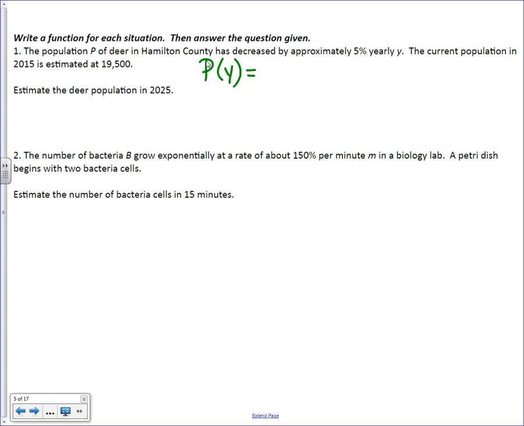Okay, P of Y. Now, I'm looking at this thing over here, aren't I? This is exponential. Do you see how it has a percentage in it? How it says 5%? So I know that I need to use this thing. Good. B is beginning number. How many deer did I begin with? 19,500. Is everybody good with that B number?